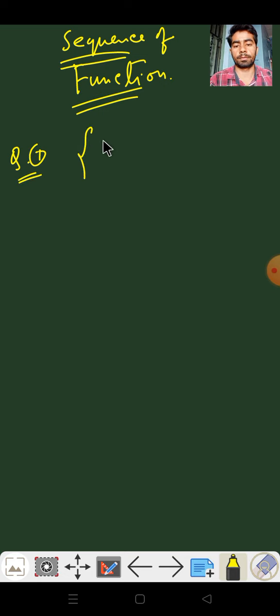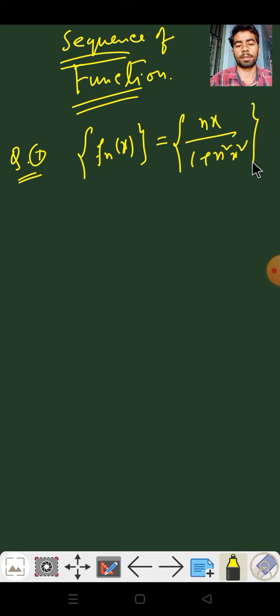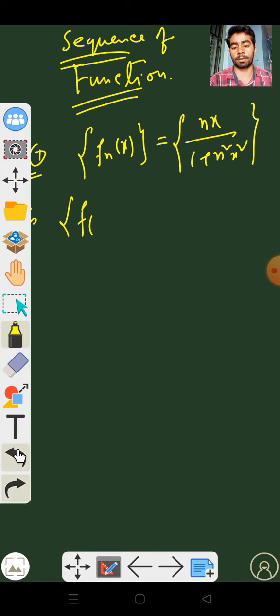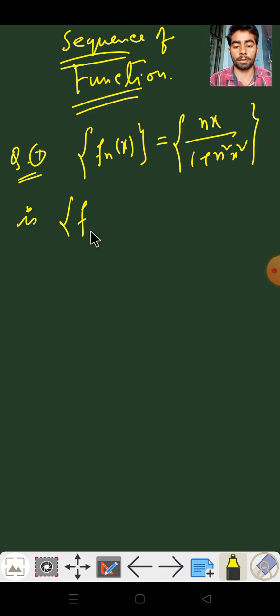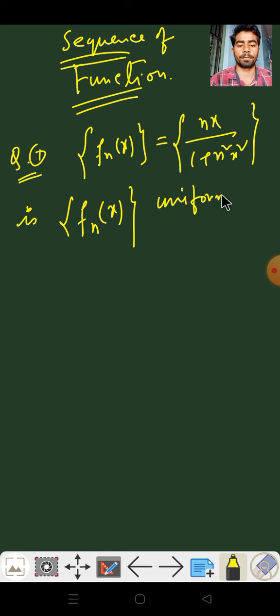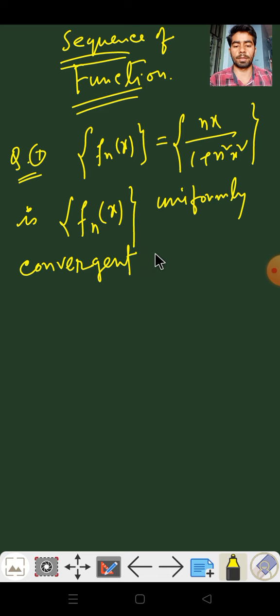If f_n(x) is given by nx divided by 1 plus n square x square, we have to check whether the sequence of function f_n(x) is uniformly convergent on [a, b] or not.